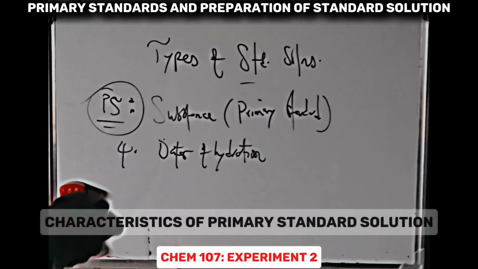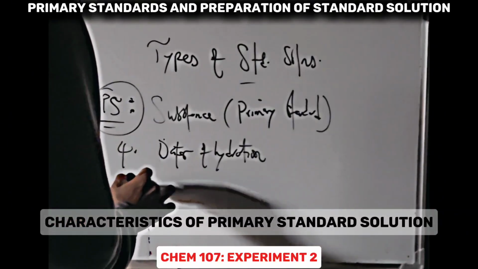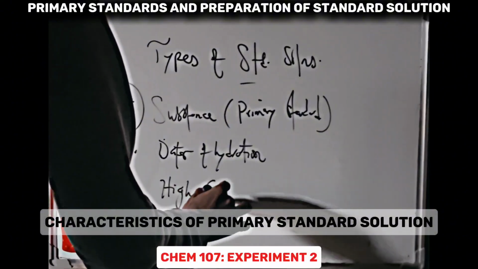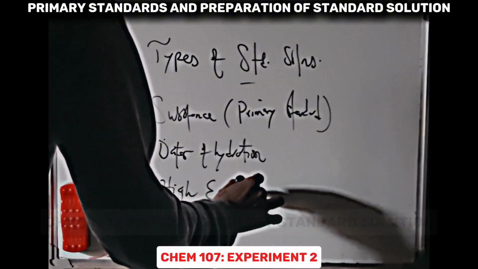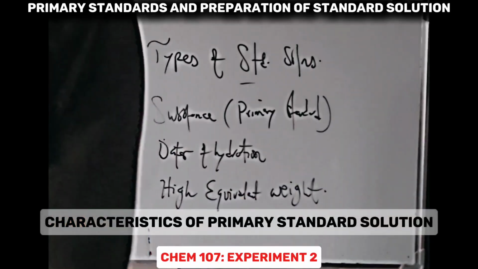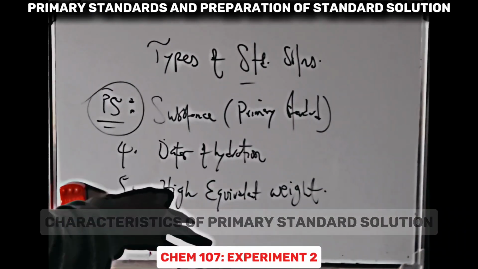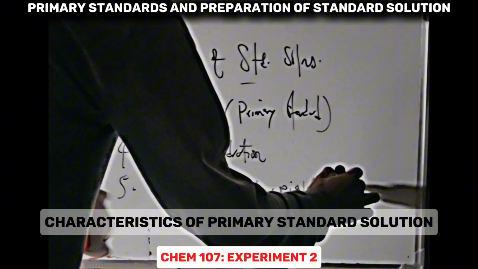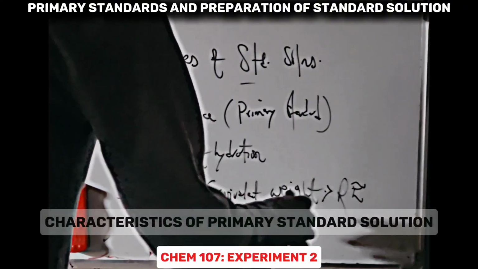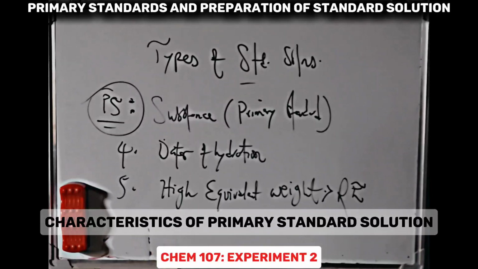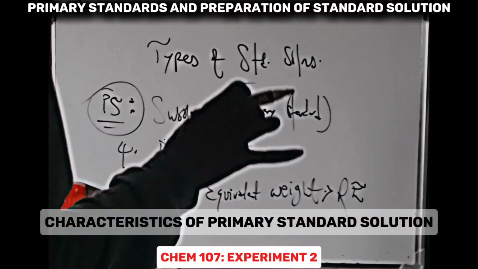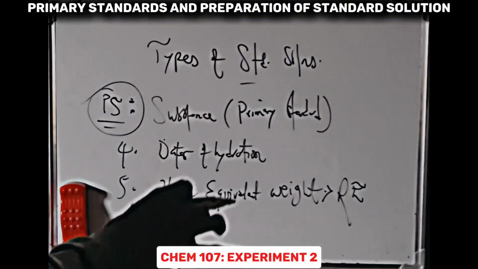All right. So now it should also have what we call high equivalent weight. I'm going to explain this and illustrate it. It should have a high equivalent weight so as to reduce the relative error associated with weighing.